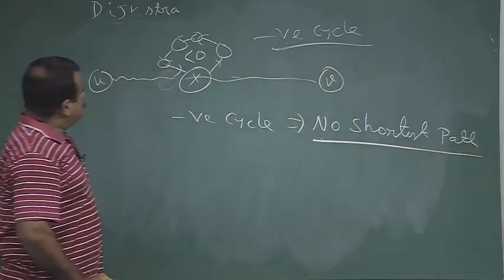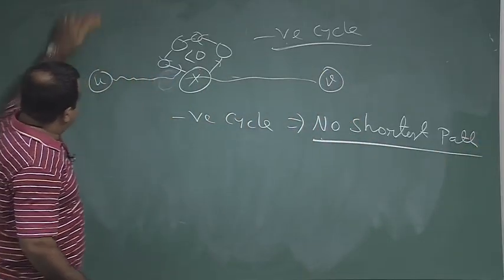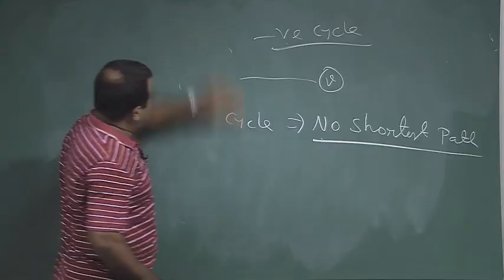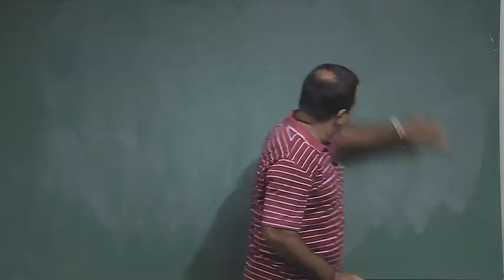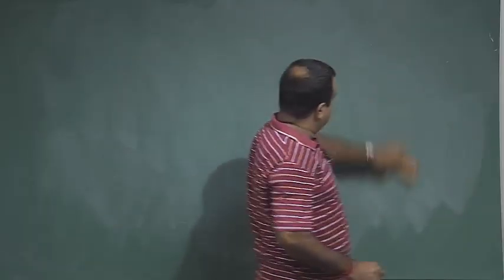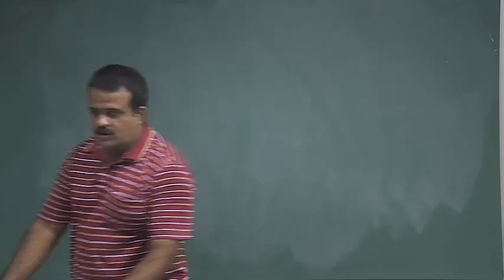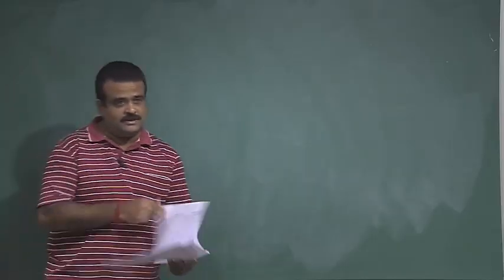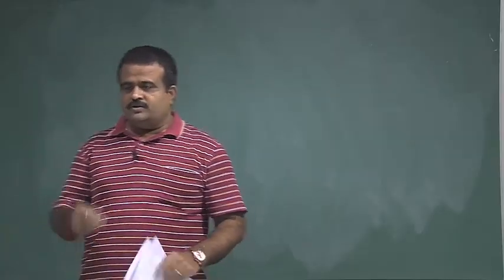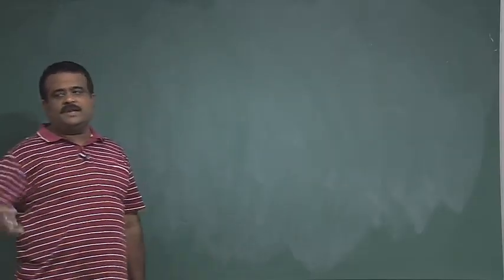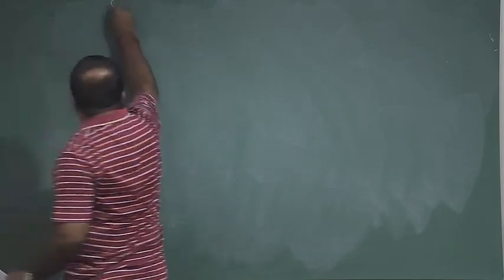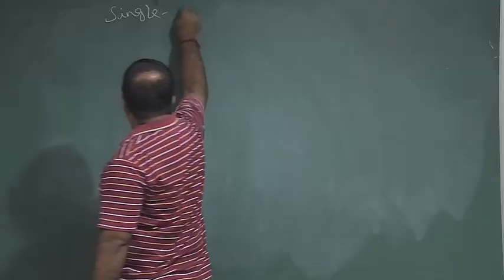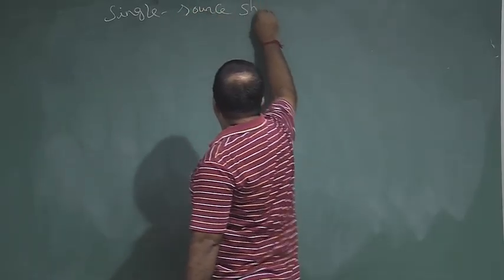Okay. So a negative cycle will not give us the shortest path. Now, we will talk about an algorithm, Dijkstra's algorithm, where we assume there is no negative cycle. To guarantee that, we assume all the edge weights are positive, so no edge weight is negative. If all the edge weights are positive, there is no question of a negative cycle. So, this is the single source shortest path problem.